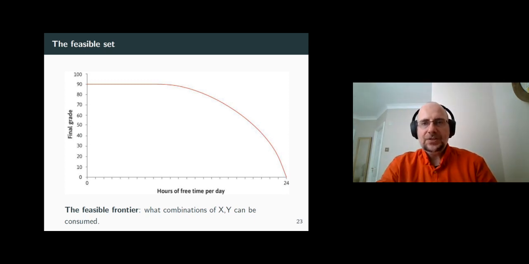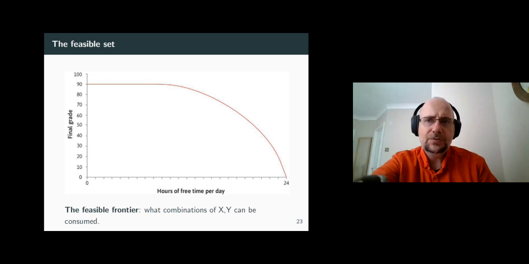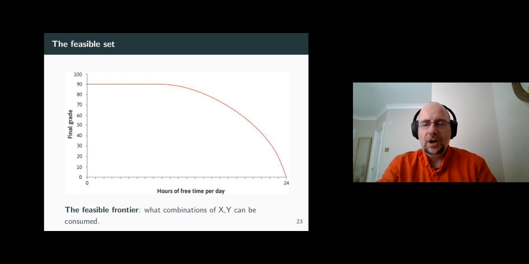So if a person has 0 hours of free time, they'll be able to achieve the maximum grade of 90. On the other hand, if they have 24 hours of free time per day, they will have 0 working hours, and then they will have 0 grade points. This is exactly the same logic as before. The only difference is what we have on the horizontal axis. Before, we had hours of study. Now we have hours of free time. And because the hours of study run in the opposite direction to the hours of free time, the two figures are a mirror image of one another.